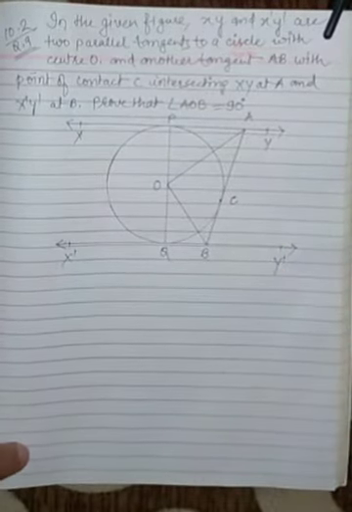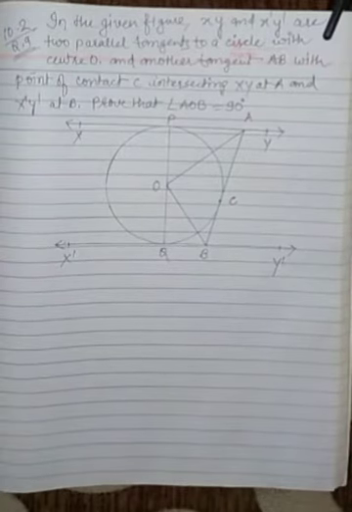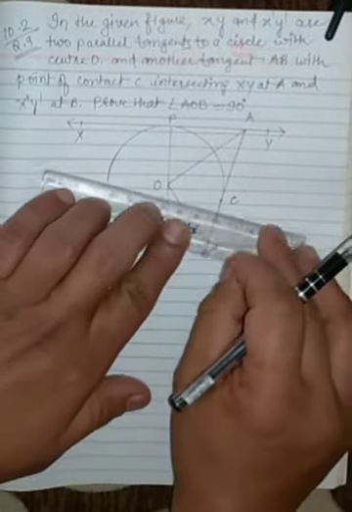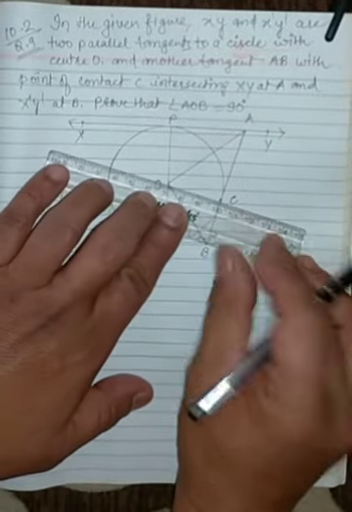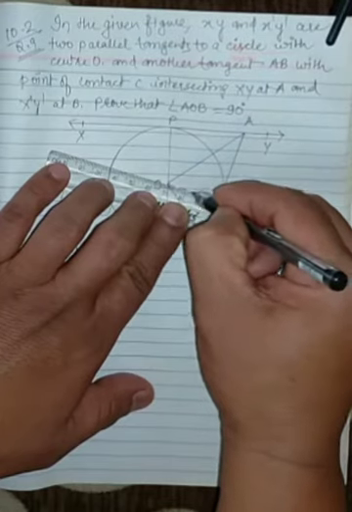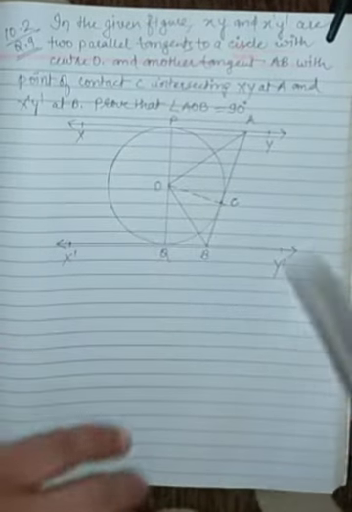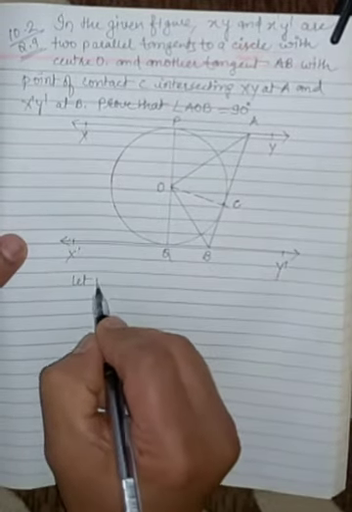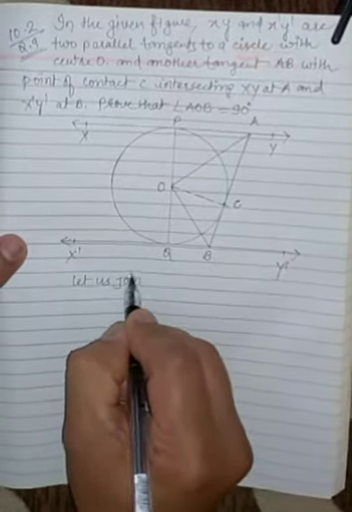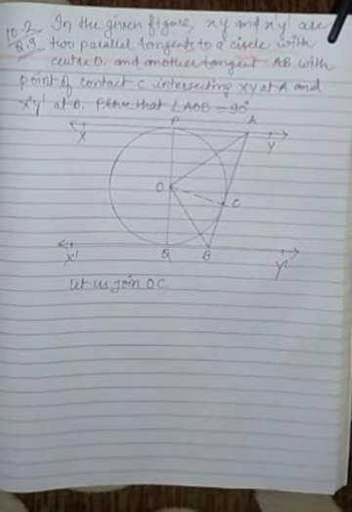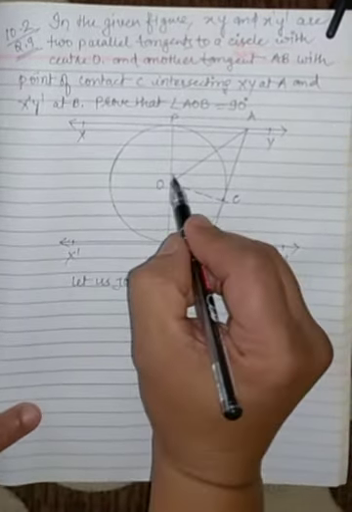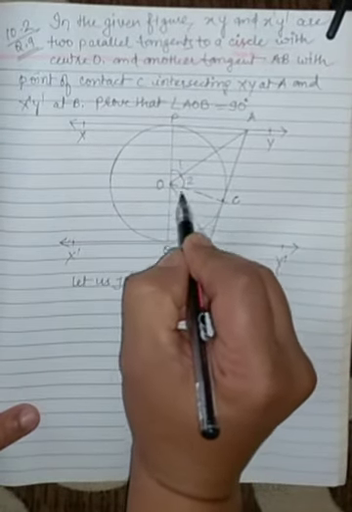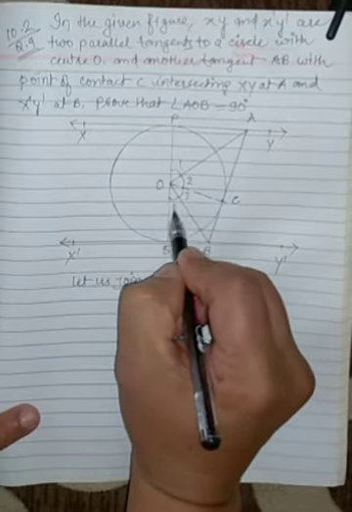We have to prove this. So here we will do one construction. We will join OC, and let us mark some angles here: angle 1, 2, 3 and 4.